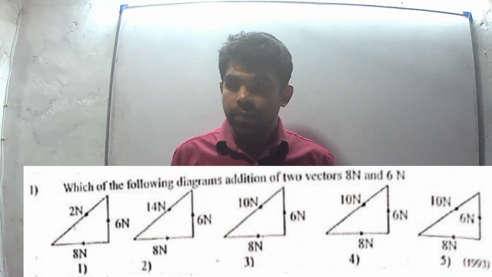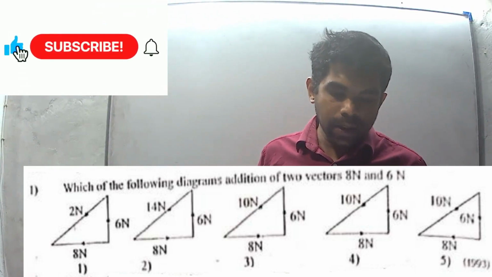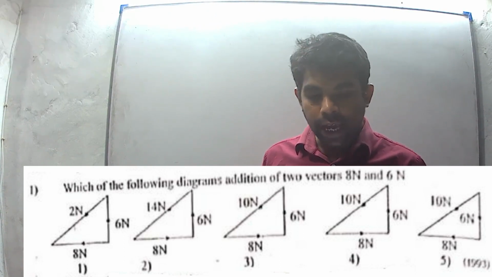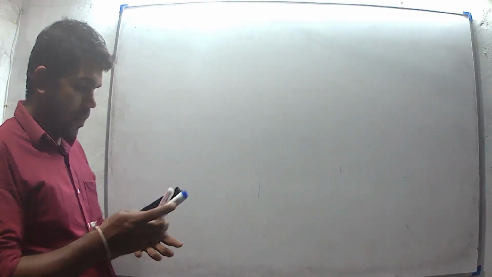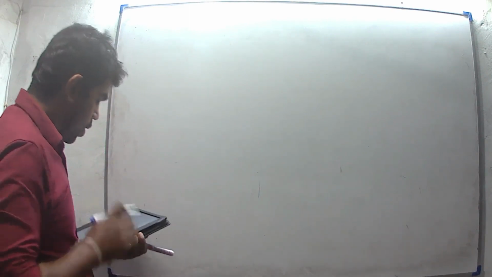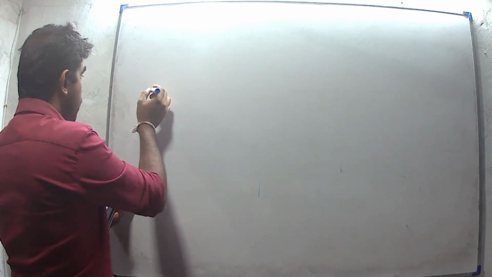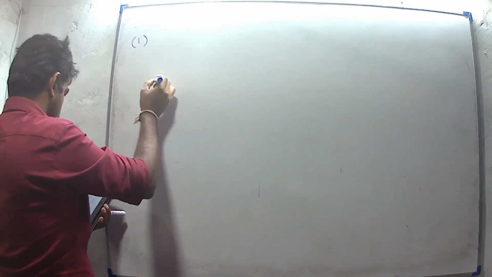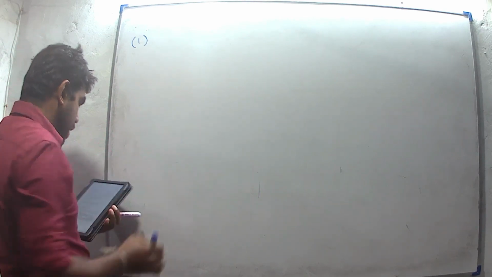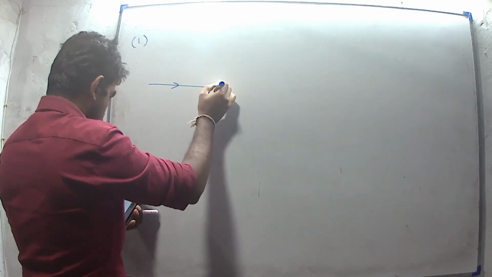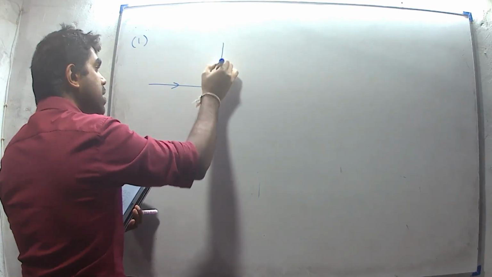Question number 1. Which of the following diagrams shows the addition of two vectors, 8 Newton and 6 Newton? We know that when adding two vectors, we have to consider the first vector is 8 Newton and the second vector is 6 Newton.